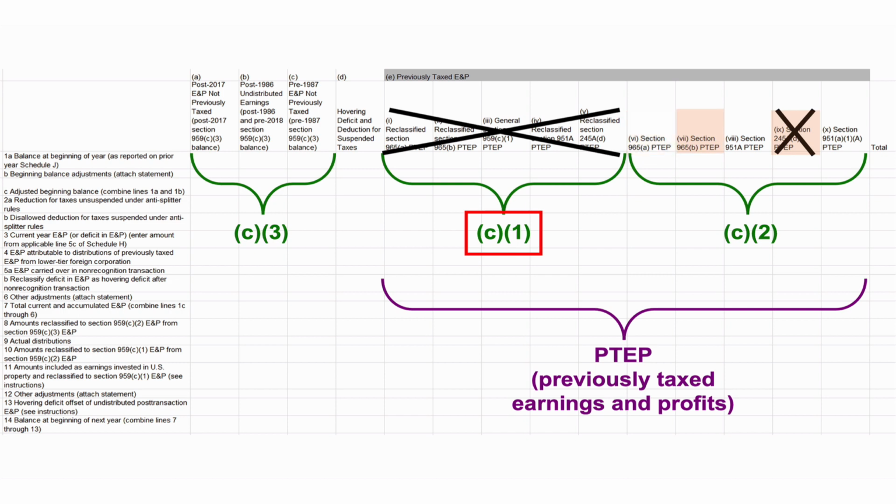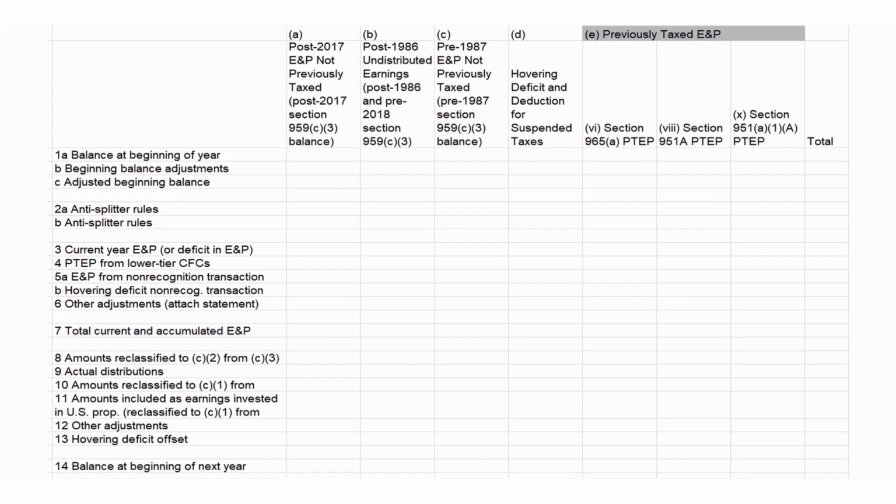Column E7 and Section 965(b) applied only if the U.S. shareholder owned multiple CFCs, with some CFCs having positive earnings and profits and other CFCs having deficits in earnings and profits. We are going to assume that this CFC had no Section 965(b) PTEP. This means that we can ignore column E7. We are then left with PTEP-related columns of E6, E8, and E9.